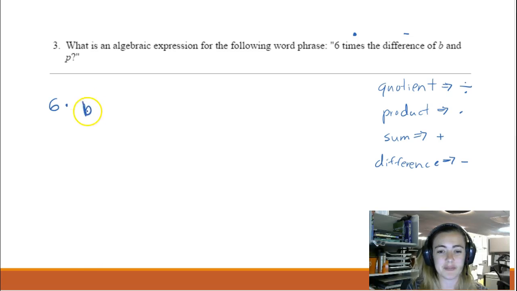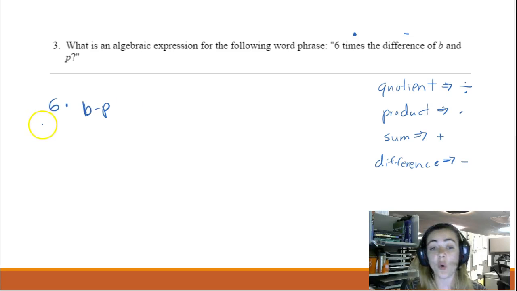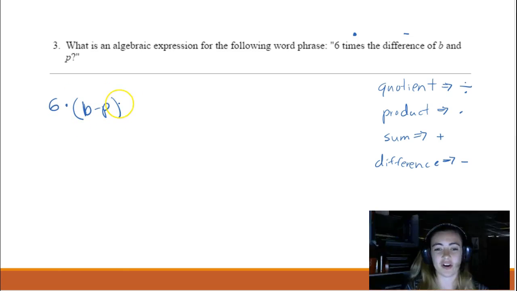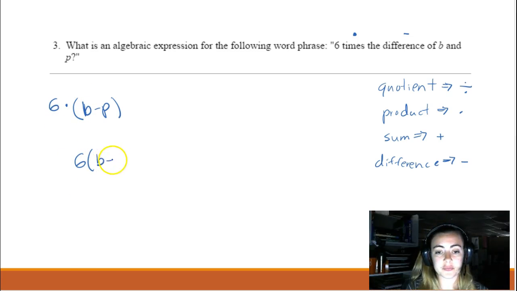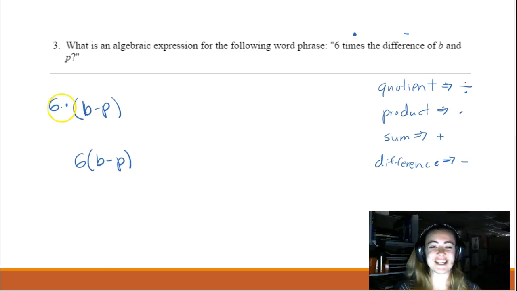So times b minus p. Now you want 6 times that whole difference. So you want to make sure that you are telling everyone to do the subtraction first, and then multiply. So you can write it as 6 times parentheses b minus p, or you can just have the 6 and not that dot that represents multiplication, because you know that that will tell you to do the distributive property.